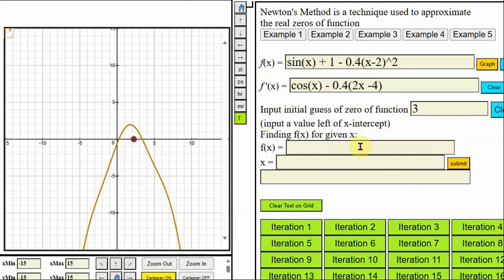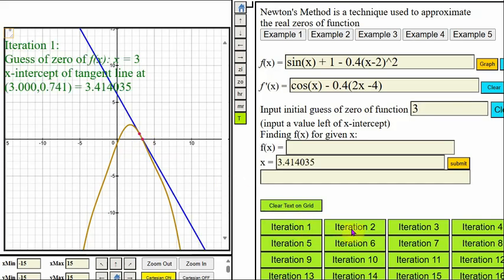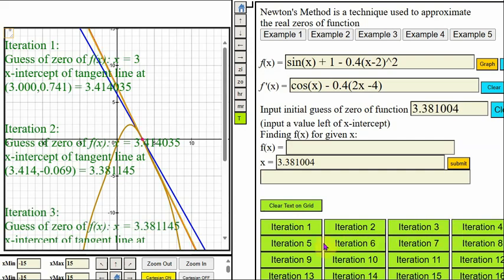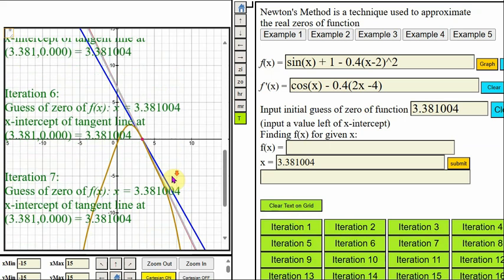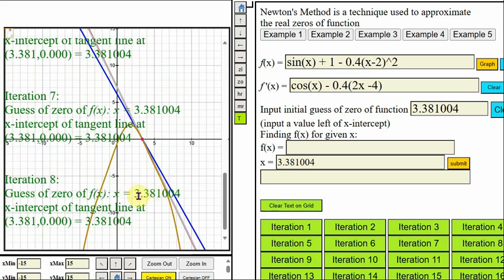And here's an illustration of Newton's method. Here's the h of x right here, and then this is the derivative. The initial guess is 3, since we want this x-intercept right here. I'm going to do 8 iterations. At the end of the 8th iteration, it tells us that the x-intercept right here is about 3.381004.